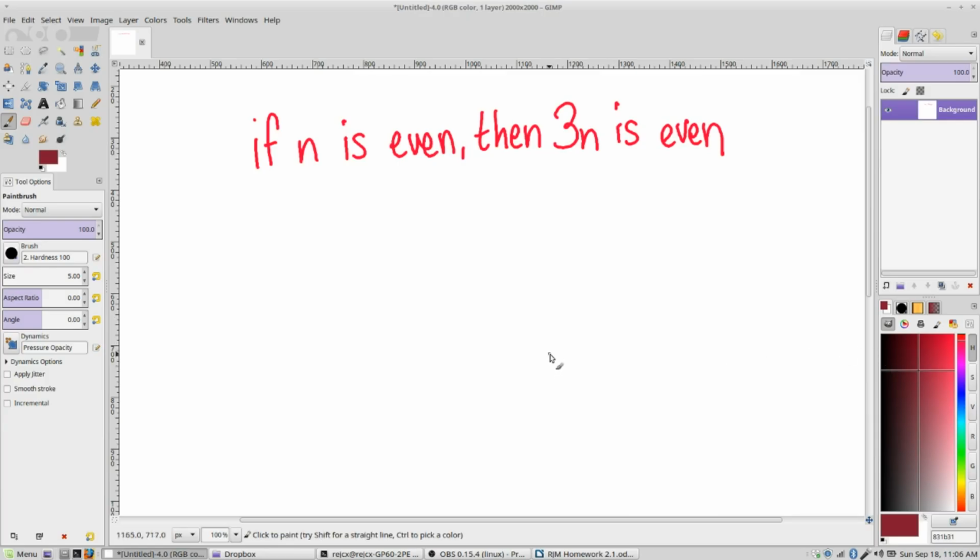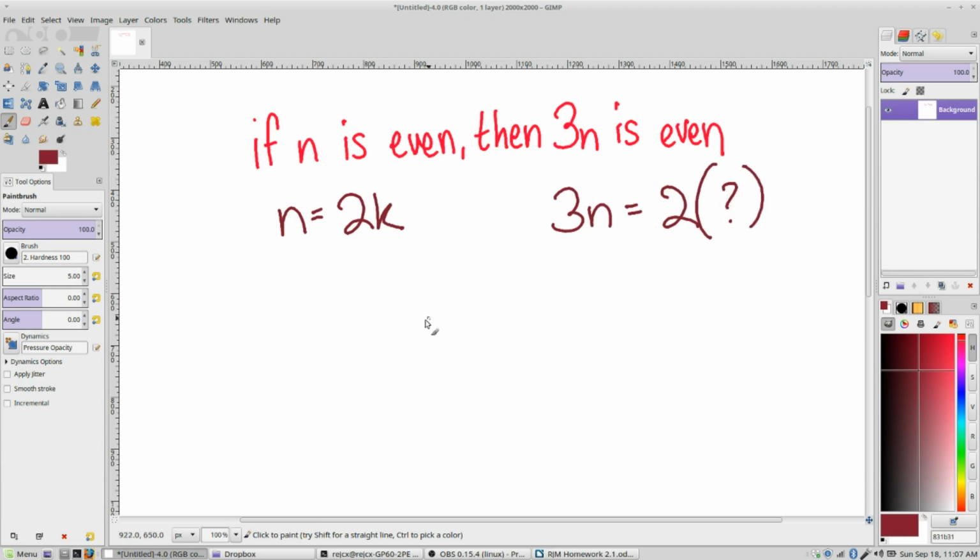So let's say we have the statement, if n is even, then 3n is even. So instead of representing n in a proof, we'll say n is equal to 2 times some number. And our result is going to be 3n is equal to 2 times some other number, but we'll have to run through the proof to prove this.